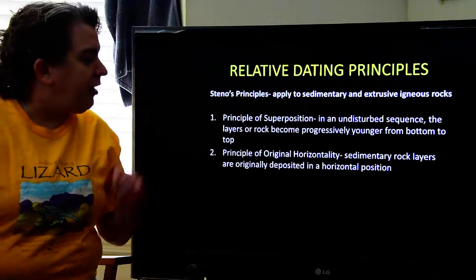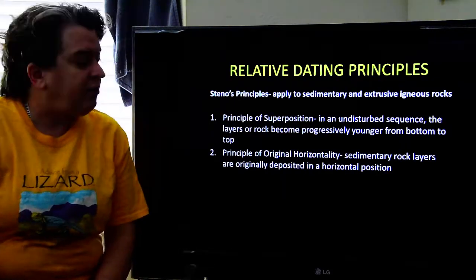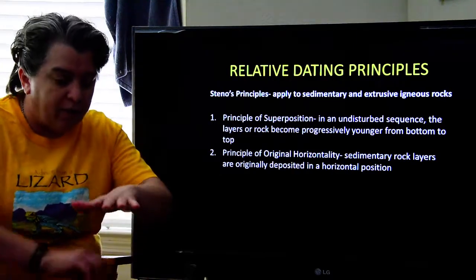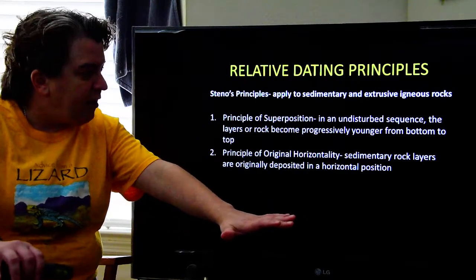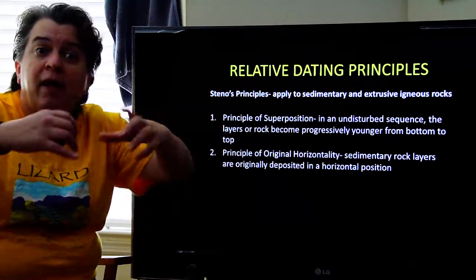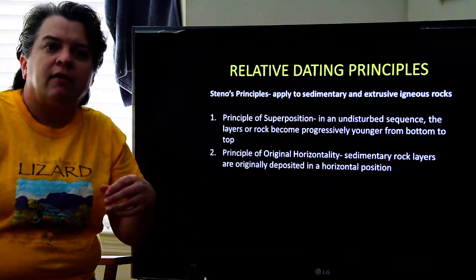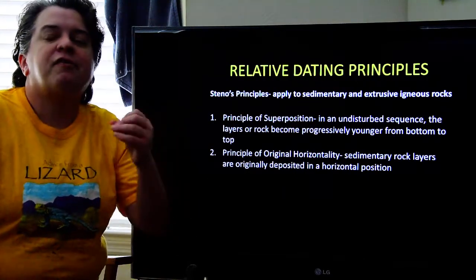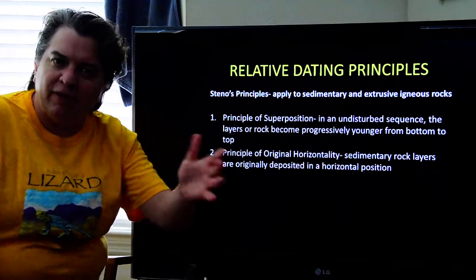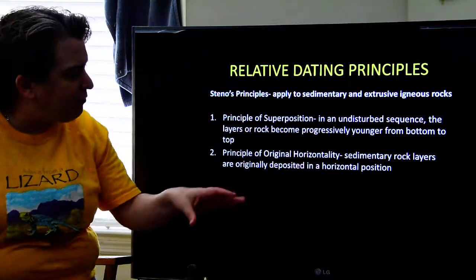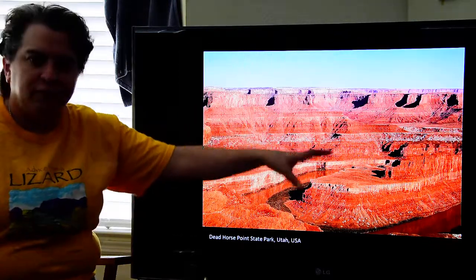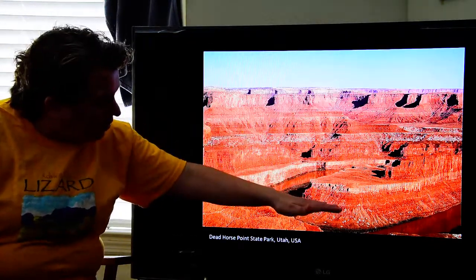Now the next principle is original horizontality. This is that sedimentary rock layers originally are deposited horizontally, and that means if you find them tilted or bent or something like that, like what we saw at Sikar Point, something happened after they formed. That's how we can figure out this before and after, right? So they're horizontal, like what we see at Dead Horse Point. Nothing's really happened to these rocks since they were deposited.